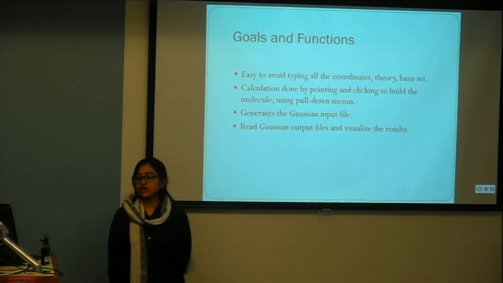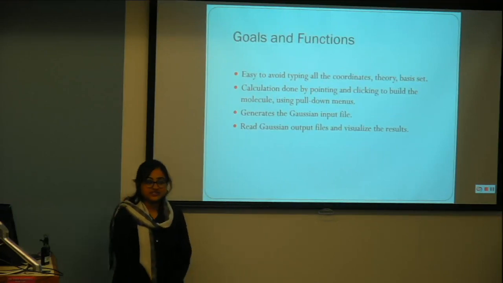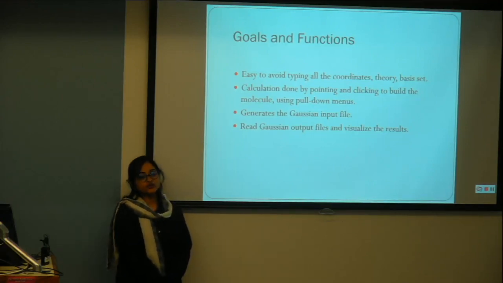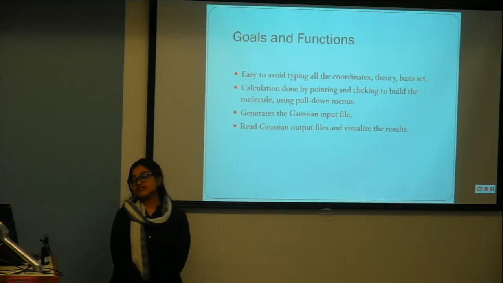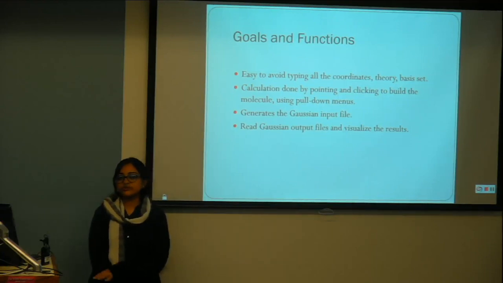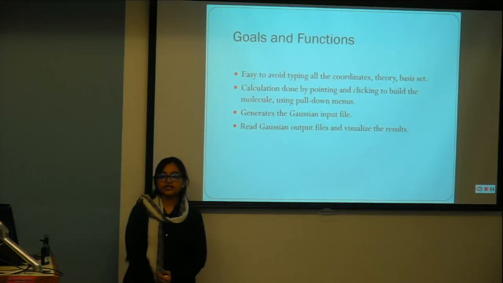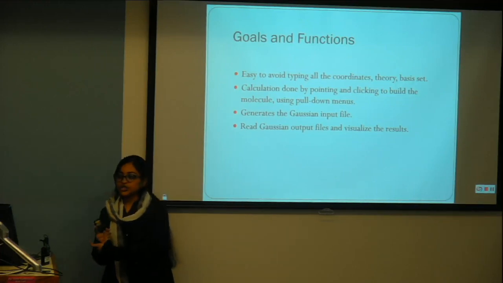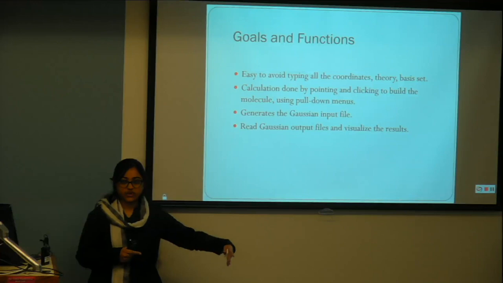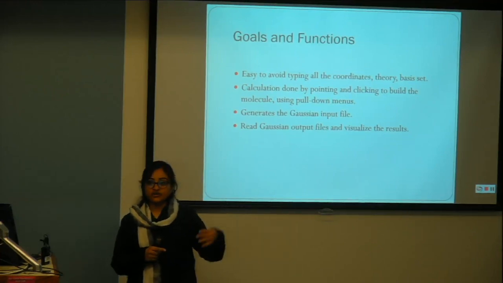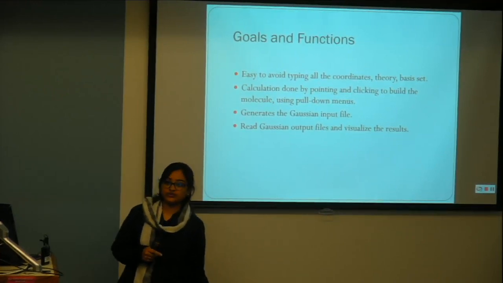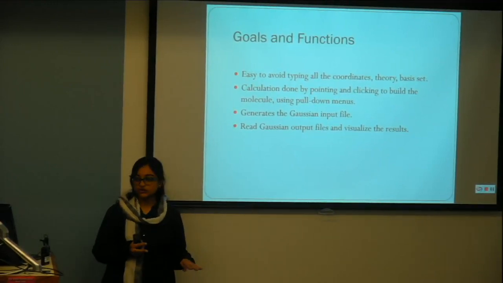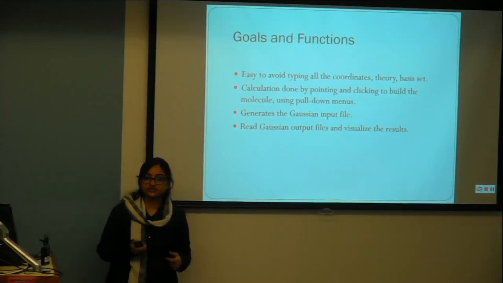So I won't go further into a deeper discussion because I think others will present about how to build up a molecule. The goal of GaussView software is that using it, we can easily avoid typing the coordinates, theory, the basis set and others. The calculation can be done by pointing and clicking onto a molecule and using the pull-down menus that we have. And we can generate the Gaussian input file, which we really need, and we can read the Gaussian output files and visualize the results graphically.